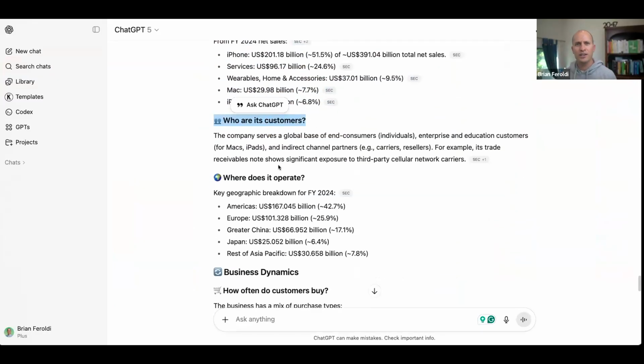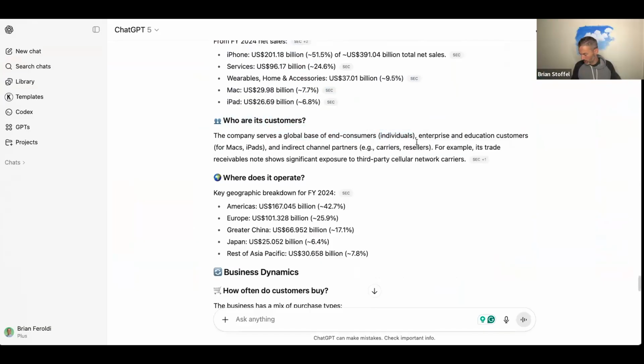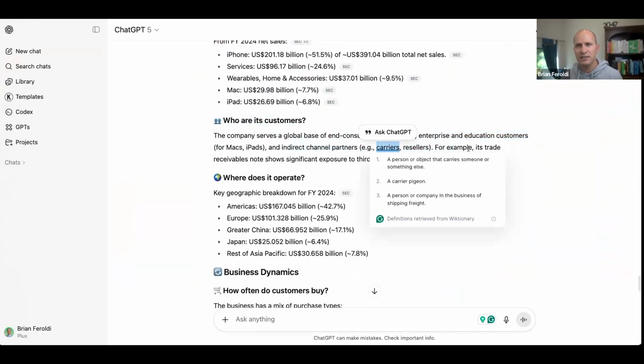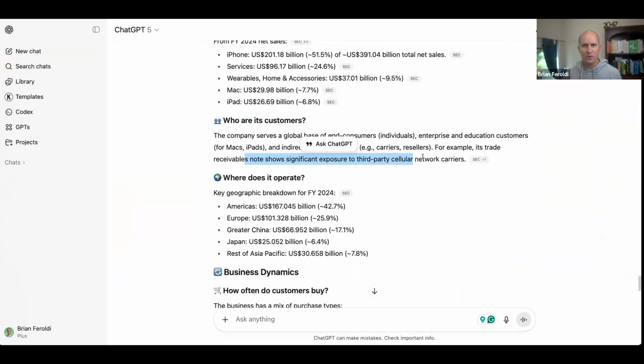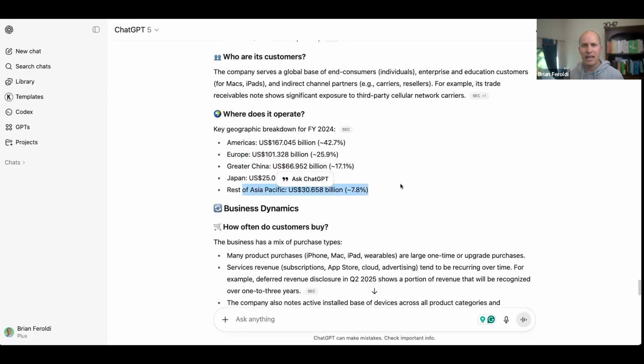All right, next, who are the customers? A global base of end consumers, individuals such as me. Within 5 feet of me, I have about 6 Apple products. 1, 2, 3, and 4. Enterprise and education customers, indirect channel partners, so your Best Buys and your Verizons, and its trade receivables showed significant third-party cellular network carriers. Okay. Geographic breakdown. The Americas were 43%, Europe at 26, China 17, Japan 6, and everywhere else about 8.